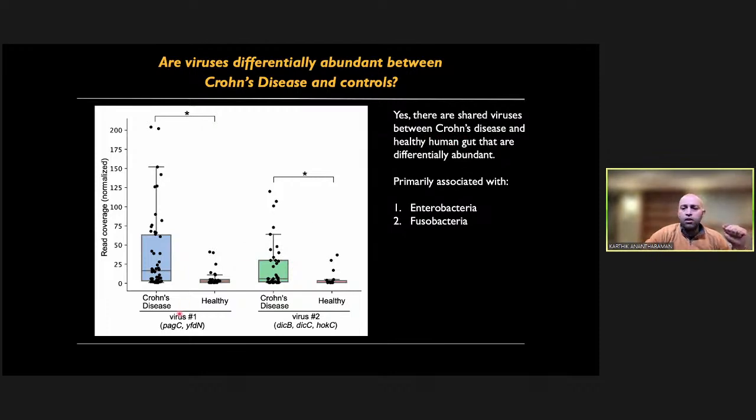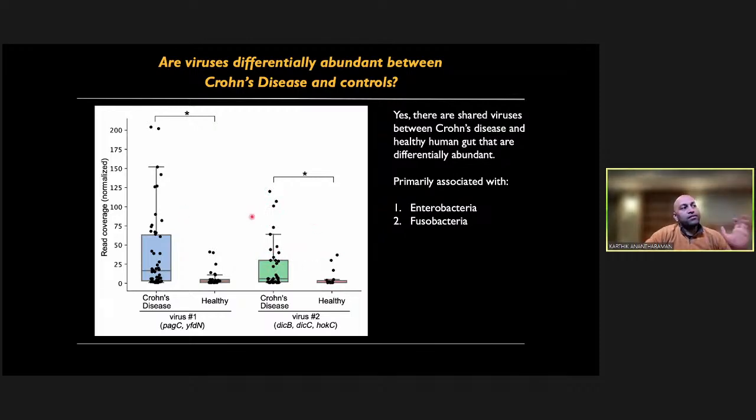What you're seeing over here are just examples of two specific viruses. So here is one virus, virus 1, that contains 2 interesting metabolic genes, and then virus 2 that contains 3 interesting metabolic genes. If you look at the abundance of these viruses, that's what the y-axis shows. In healthy patients, you see that the virus is present at low abundance, whereas in Crohn's disease, it's typically present at higher abundance. Very similarly, this second virus is also present at higher abundance in Crohn's disease and present at far lower abundance in healthy patients.